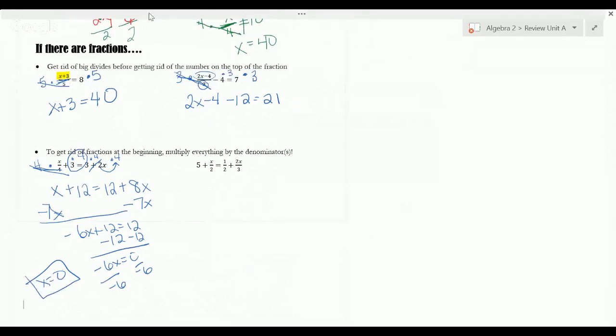All right, for this next problem, you're going to see that there's two different fractions. There's a 2, and then there's a 3.